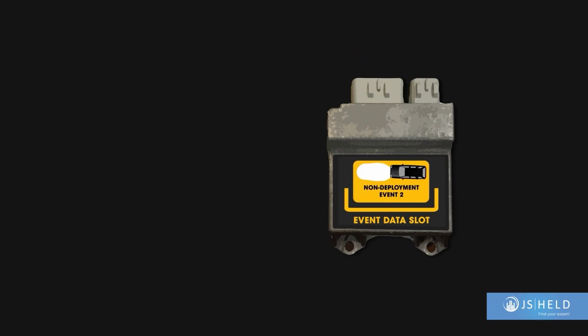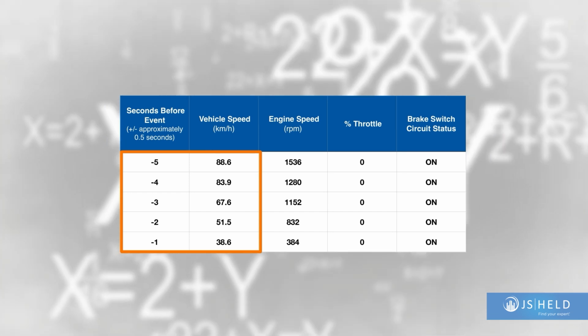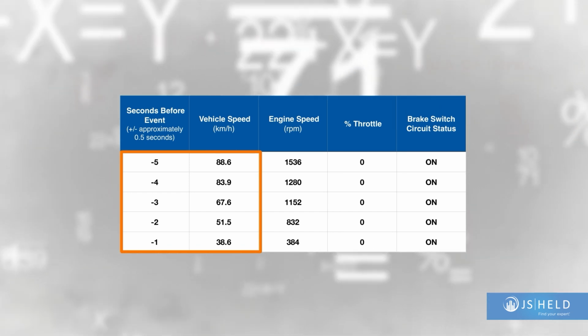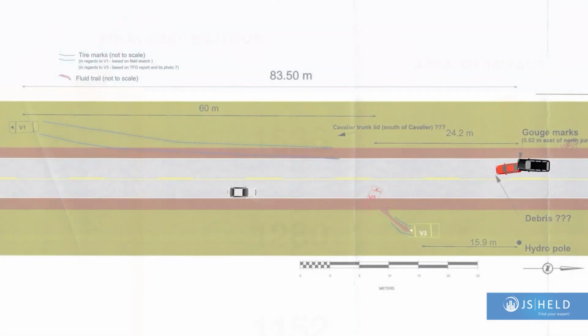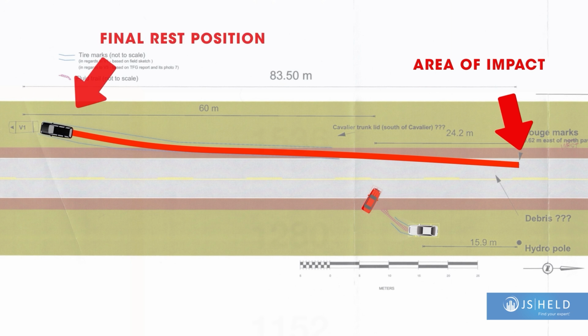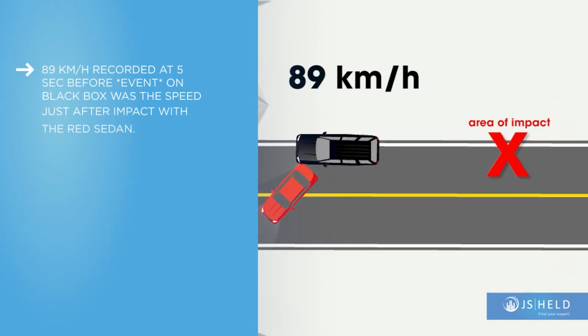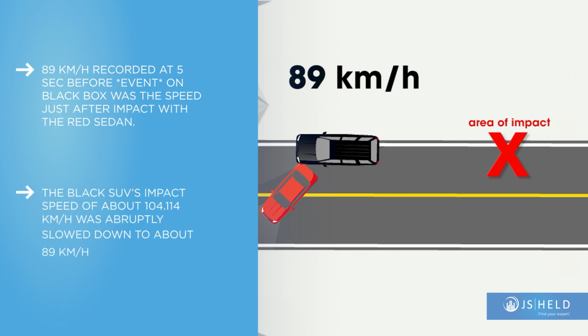We also confirmed the sequence of events by using the black box's recorded speeds for the 5 seconds before the event to mathematically calculate the distance the vehicle traveled, which added up to be exactly the distance between the impact with the sedan and final rest position in the snowbank, which was measured by the police at the scene. Therefore, the speed of 89 kilometers per hour at 5 seconds before the event represented the speed of the SUV just after impact with the sedan. The collision with the sedan would have abruptly slowed down the SUV's speed from 104 to 114 kilometers an hour at impact to about 89 kilometers an hour immediately after impact.